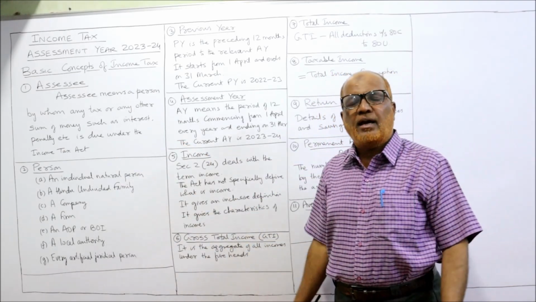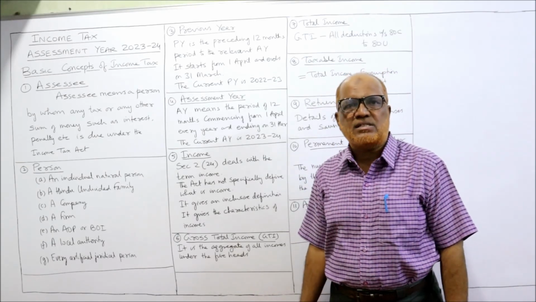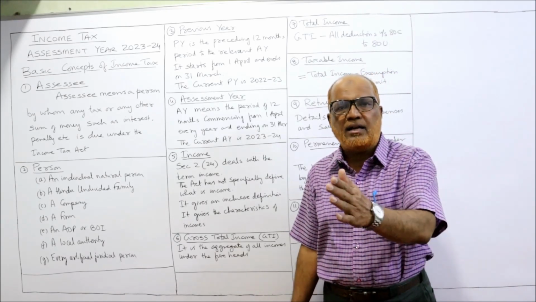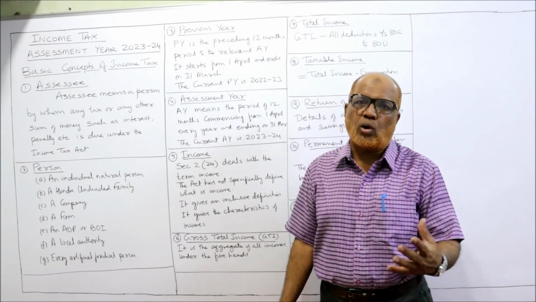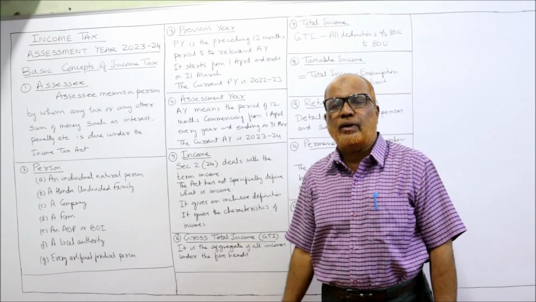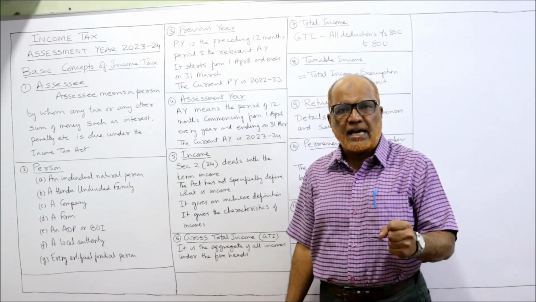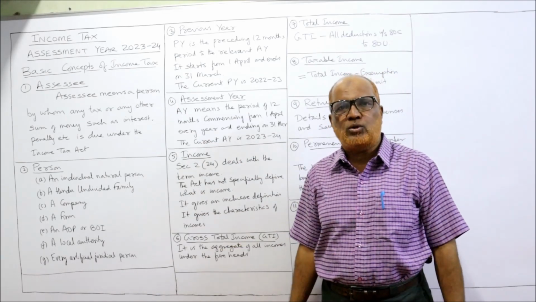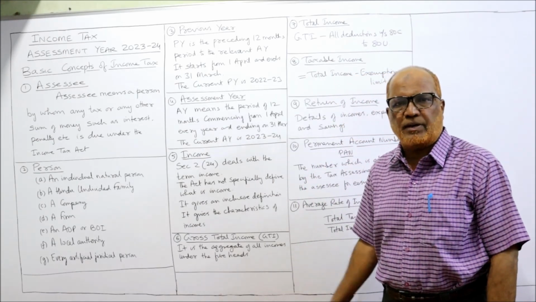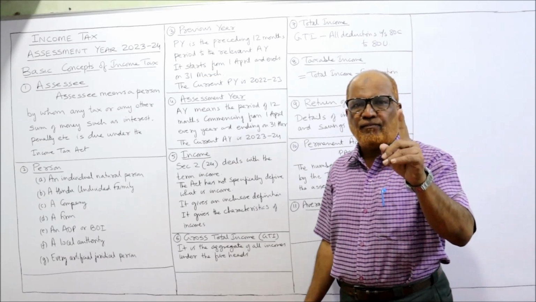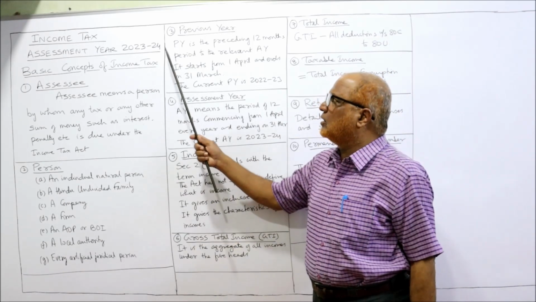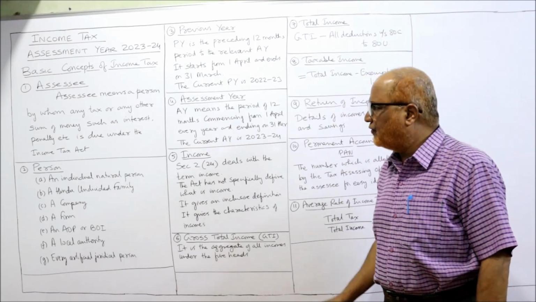Assessment year, again, is a year which begins from 1st April every year and ends on 31st March. Current assessment year has already started, that is 1st April 2023, and it ends on 31st March 2024. This is the assessment year. So for the current assessment year, it started from 1st April 23 and ends on 31st March 2024.